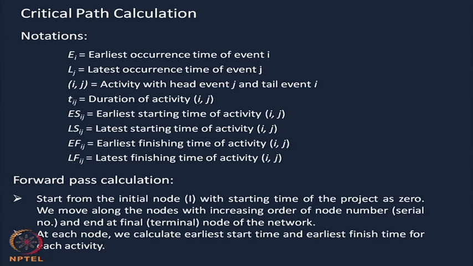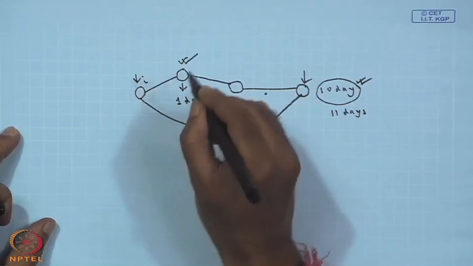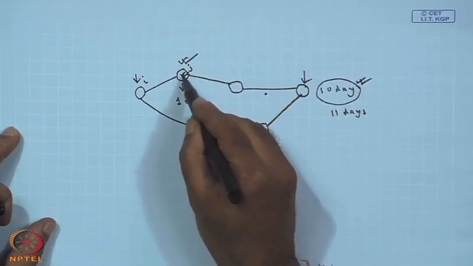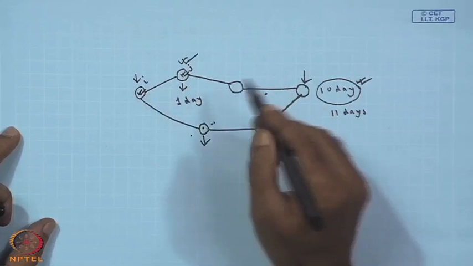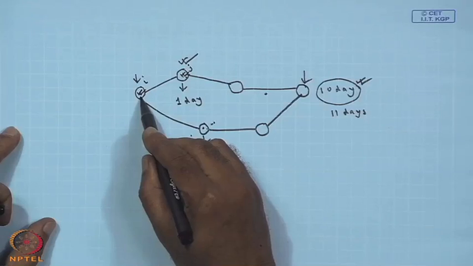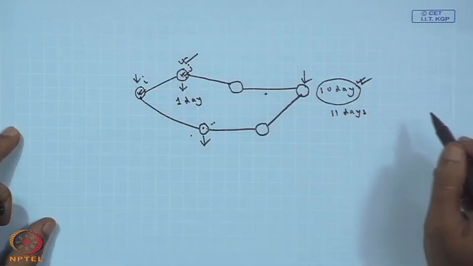I comma j denotes one activity, with head j and tail I. If you see here, I to j, this node is the head and this node is the tail. So I comma j means the head is this and the tail is this one. I comma j denotes it like this.